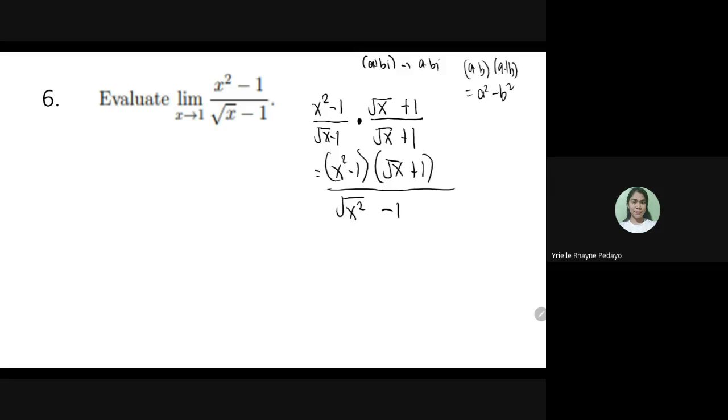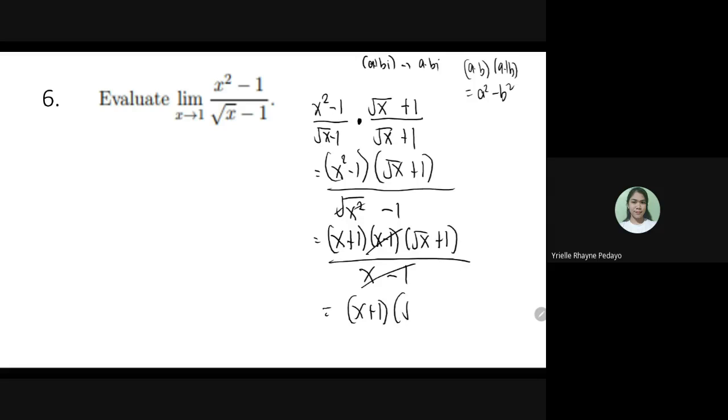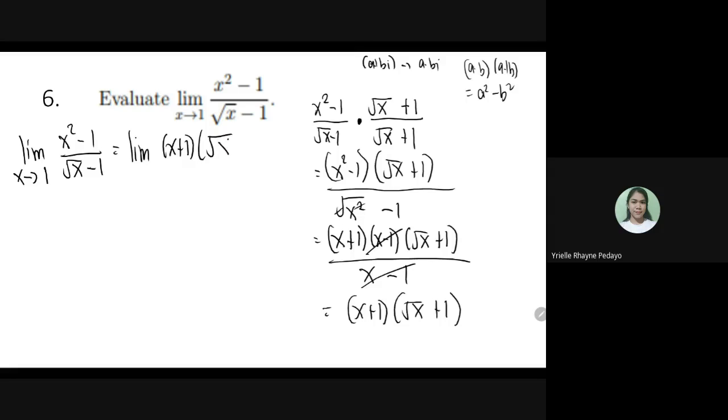And then, x squared minus 1 can be factored out as x plus 1, x minus 1. And then, square root of x plus 1. You can cancel here the index and the exponent, so that will be x minus 1. And basically, the remaining here will be x plus 1, square root of x plus 1. So therefore, the limit of x squared minus 1 over the square root of x minus 1 as x approaches 1 is equal to the limit of x plus 1 times the square root of x plus 1 as x approaches 1, which is equal to, what is the limit?